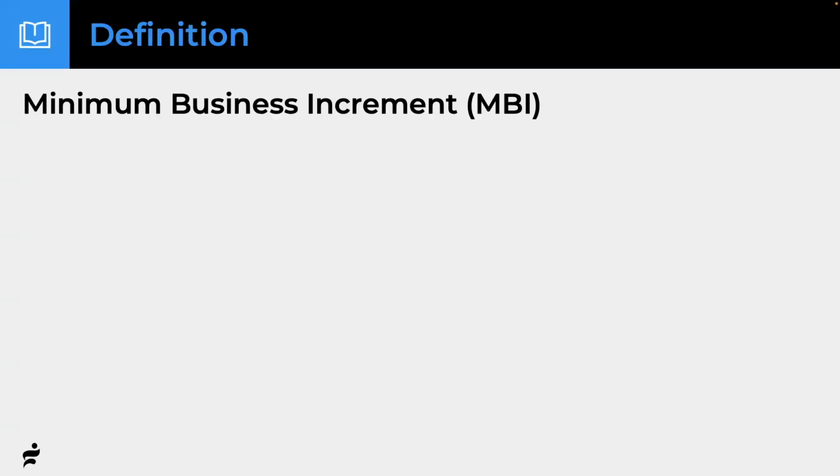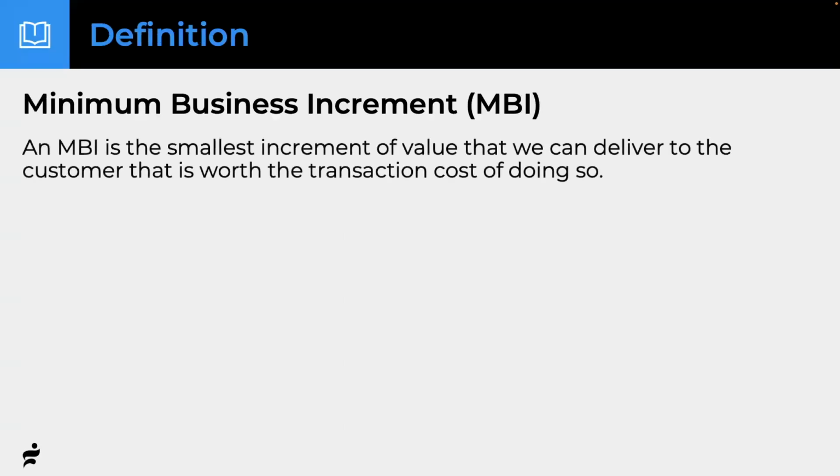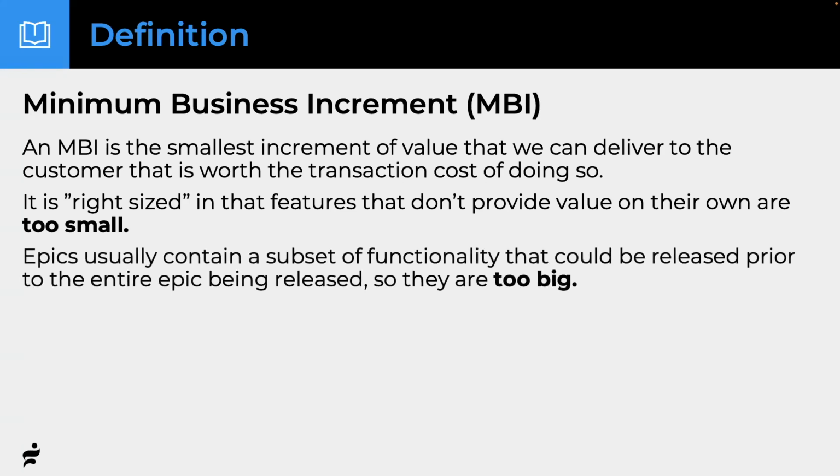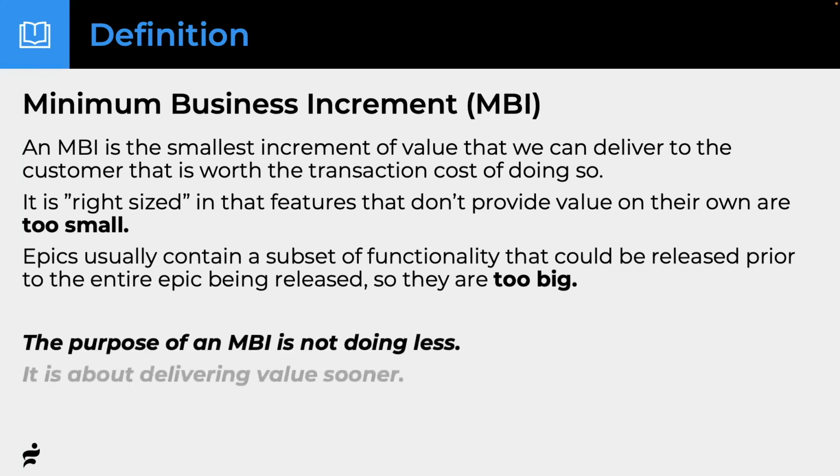So we came up with the term minimum business increment, or an MBI, and it's the smallest increment of value that we can deliver to the customer that is worth the transaction cost of doing so. This is mostly for established products. It's right size in that features that can be released, but maybe in and of themselves don't provide value, are really too small. Like a fast forward on a DVD, it may not be useful if you don't have a rewind. So you need to look at the whole functionality. Epics, however, are usually too big because very often you could deliver part of the epic. The purpose of an MBI is not doing less. This is very important. It is about delivering value sooner.